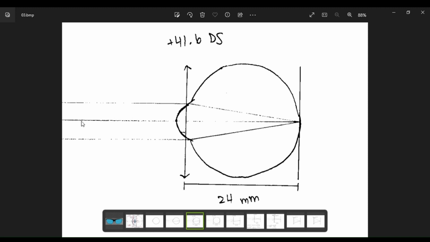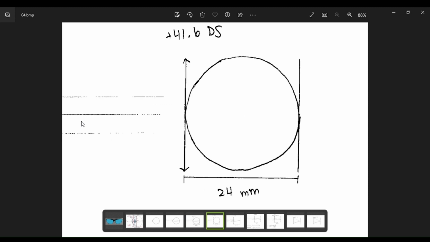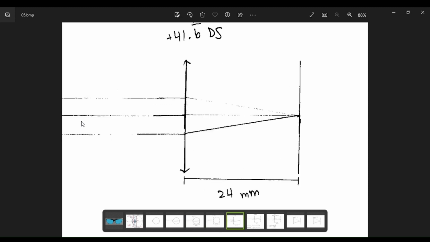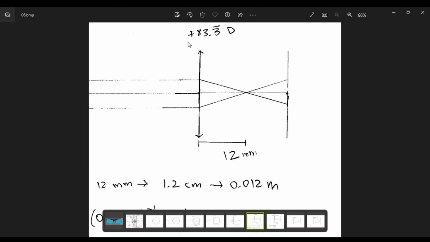Now let's simplify this by removing the cornea, and let's remove the eye. And what we have is just a lens that's focusing on a screen 24 millimeters behind the lens. And again, that power needs to be 41.6 diopters in order to focus it clearly. Now here's a situation where we have light coming from far away, focusing in front of the screen. So this is similar to the problem of myopia.